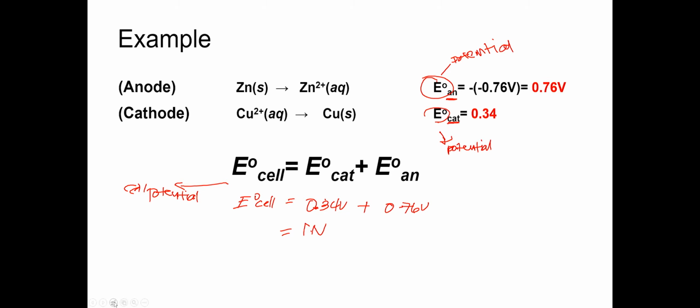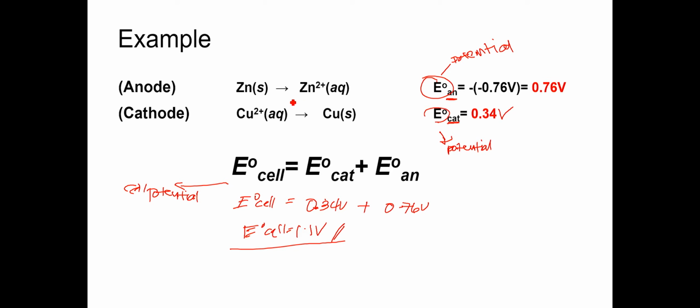Let me rewrite. 1.1 volt is the E naught of the cell. However, guys, this is 1.1 volt. So, paano ba yung ginawa natin? So, meron po kasi tayong assigned values dito. So, ang E-cathode natin is 0.34 at yung sa anode naman natin ay negative 0.76.